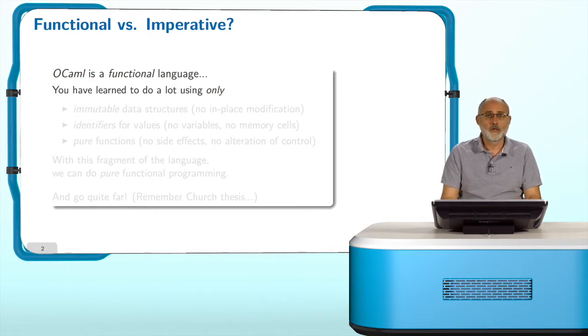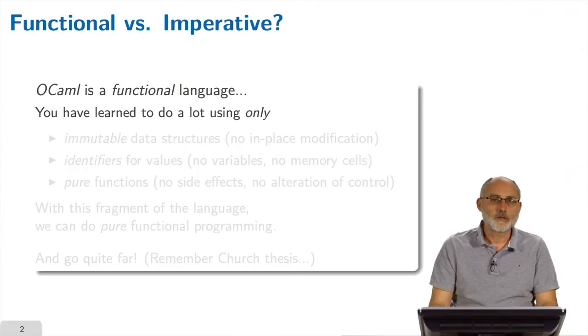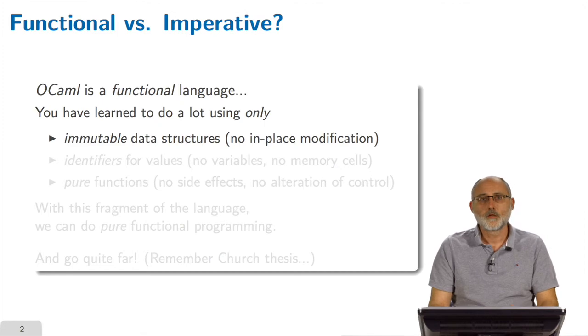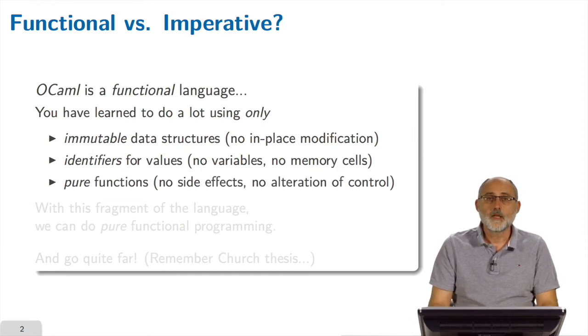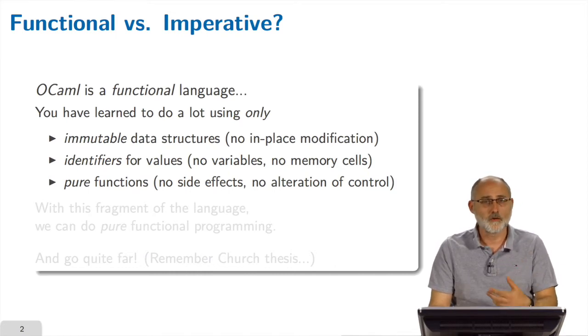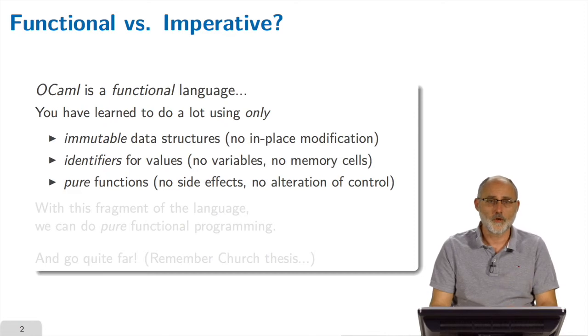We have learned to do many things up to this point, and if you notice, you did all this using only data structures which are immutable, you cannot modify them, identifiers for values, but these are just names for values that you cannot change. There is no in-place modification, no variables, no memory cells. And then you are using pure functions, just functions that have no side effect whatsoever. And also the flow of the control is not changing in any way.